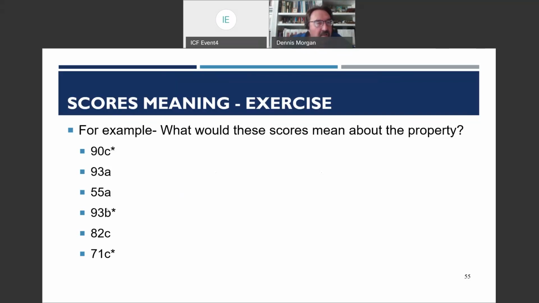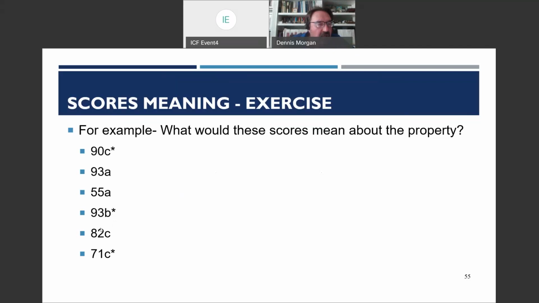93B star. What does that mean? 93 is a good score. Looking at you every 3 years. The B means I have at least one non-life threatening. And the star means I have at least one smoke alarm on that property, also to be corrected.